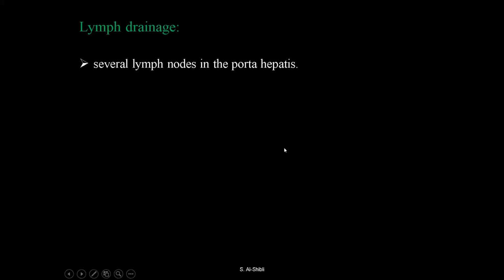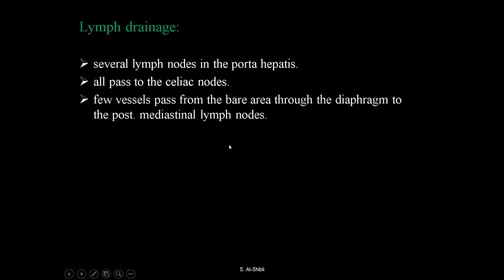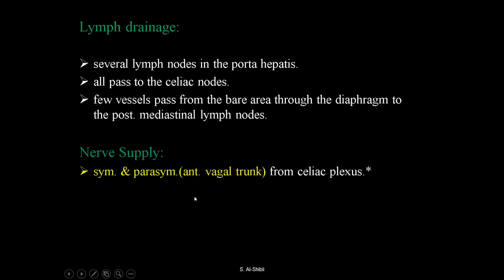The lymph drainage of the liver: several lymph nodes in the porta hepatis all pass to the celiac node. But this is also important to understand: a few vessels from the liver pass through the bare area to the thorax, through the diaphragm to the posterior mediastinal lymph nodes. That means not all the lymphatics of the liver go to the celiac node. If you remember, I said the bare area is stuck to the diaphragm, and through this bare area some of the lymphatics travel through the diaphragm and reach the posterior mediastinal lymph nodes. Nerve supply: sympathetic and parasympathetic, mainly through the anterior vagal trunk from the celiac plexus.